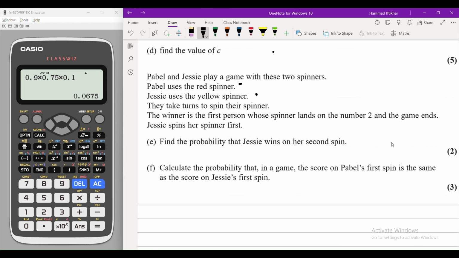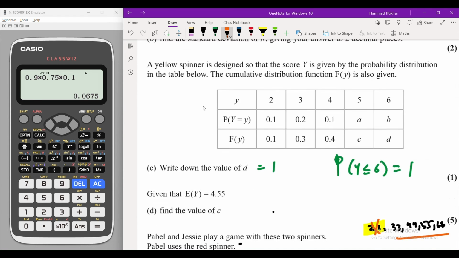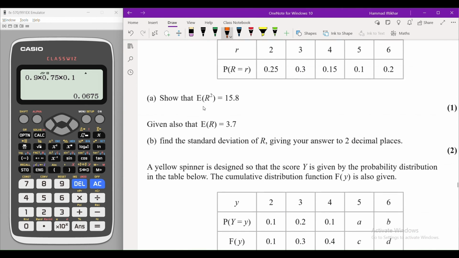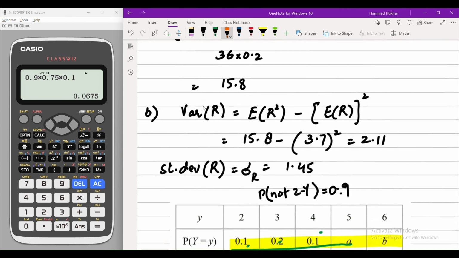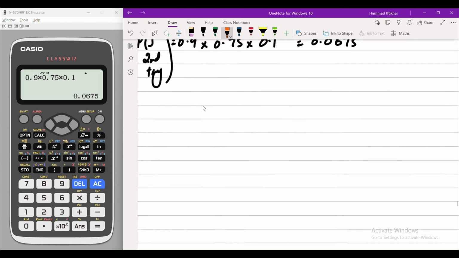Right, okay. Calculate the probability that in a game, the score on Pavel's first spin is the same as the score on Jesse's first spin. So basically, we're talking about 2, 2, 3, 3, 4, 4, 5, 5, 6, 6. Although from the context of this game, we know that if either one of them scores 2, that will be done. So we are only focusing on 3, 3, 4, 4, 5, 5, and 6, 6. Okay, so we need both of the tables this time.